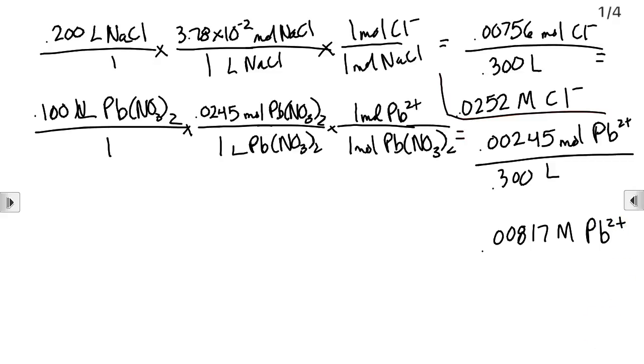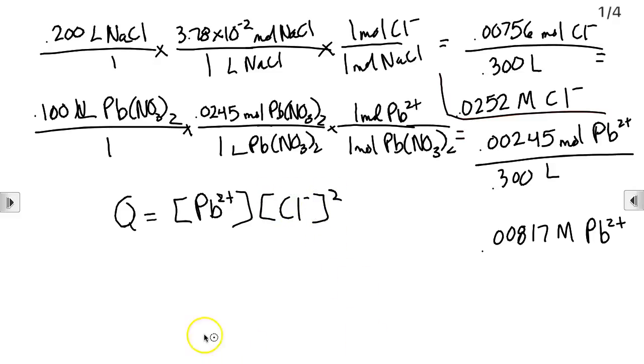All right, so did you get 0.0817 molar lead 2+? Okay, so what were we doing? What we're going to do is write that back in the Ksp expression, but we cannot write Ksp because it's not equilibrium, so we're going to write Q. So Q is equal to the lead. Remember, it was 1 lead, and then we had 2 chlorides. So it's chloride squared.